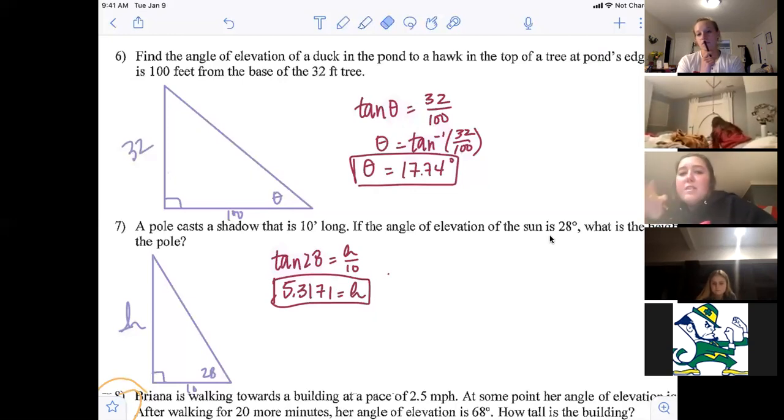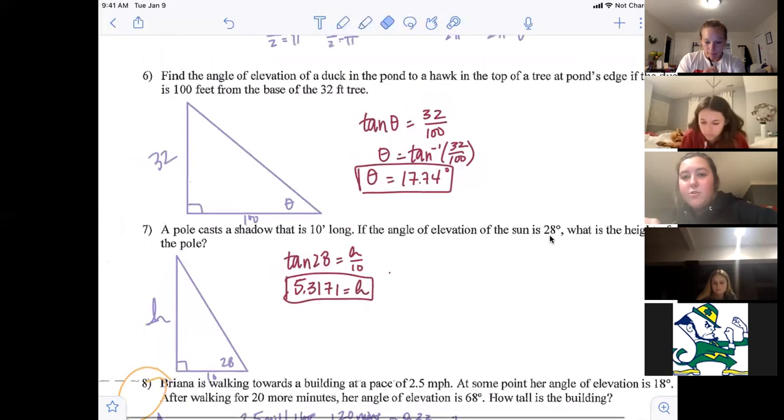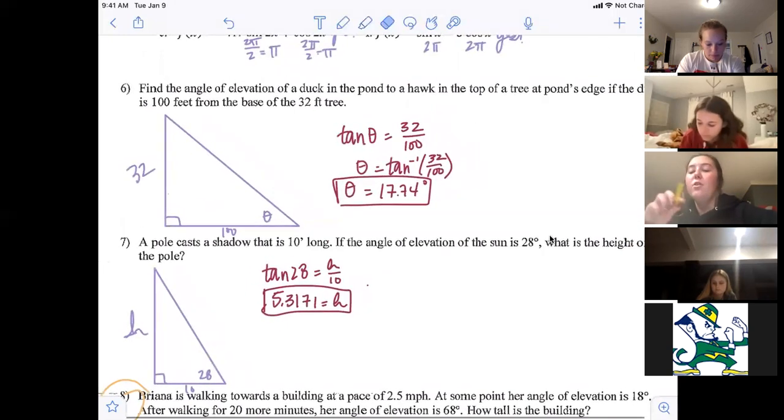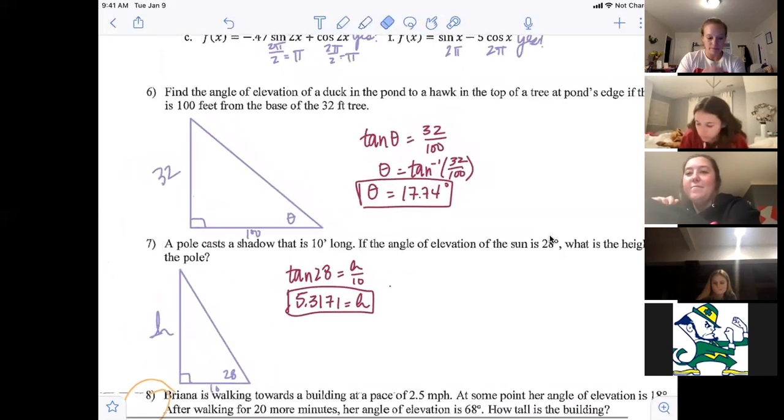Wait, so for number 6, it's like you're trying to find the slant. So you would use tan. No, you're trying to find the angle. Okay, wait, never mind. Sorry. I got it now. Good question. Anything else on 6 or 7?